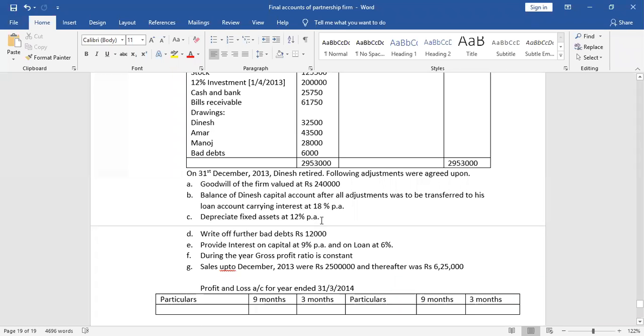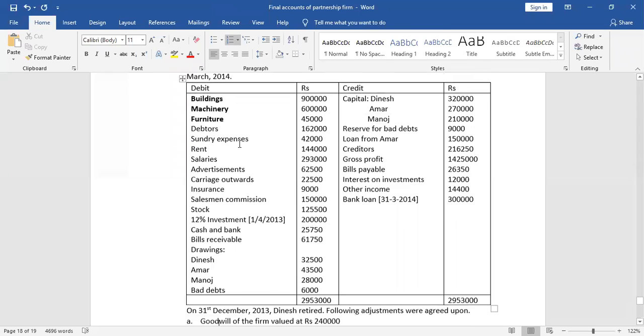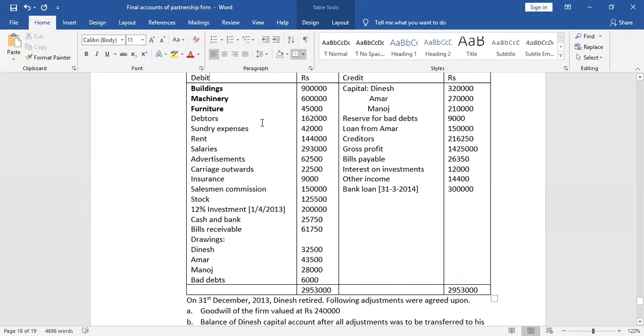And fixed assets have to be depreciated. So all the fixed assets, whatever is there here, 12% depreciation has to be calculated on them. And in the data, there is further bad debts of 12,000. So there is also an adjustment of bad debts.